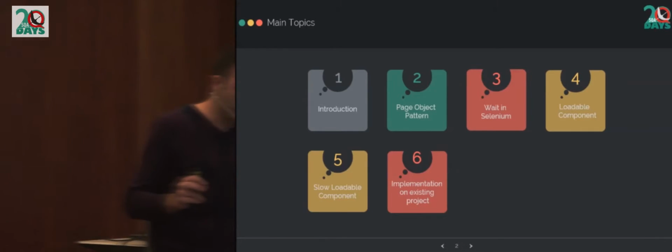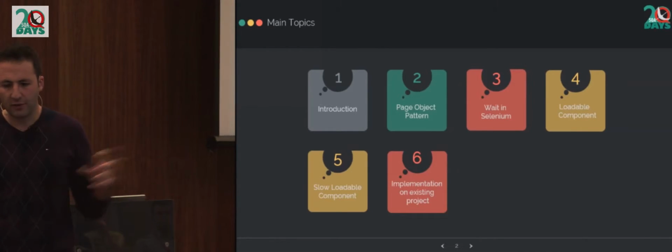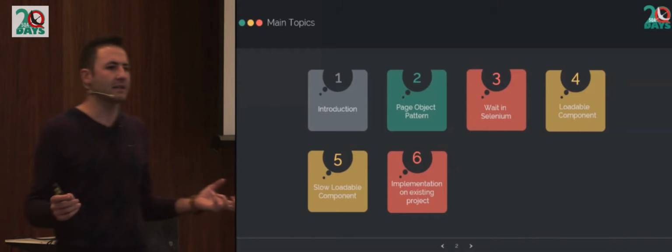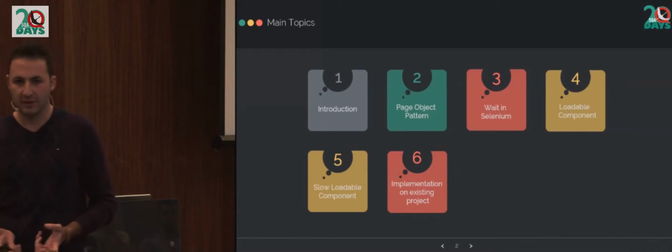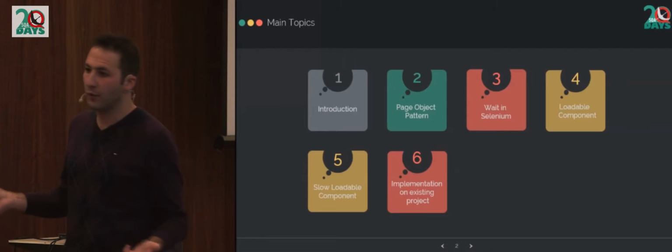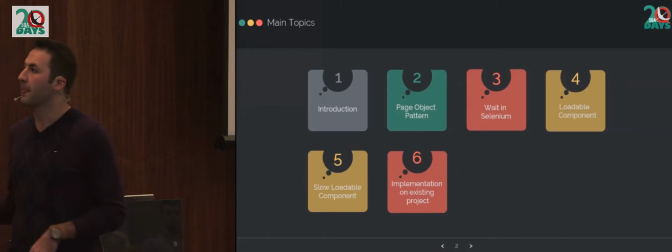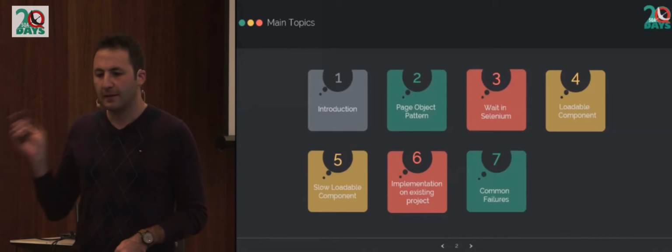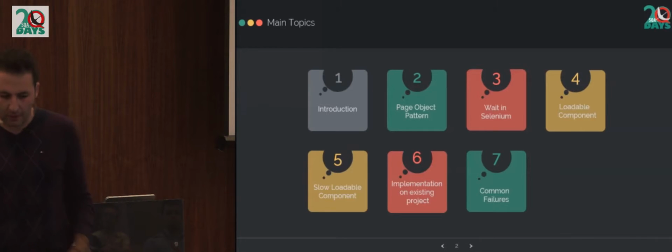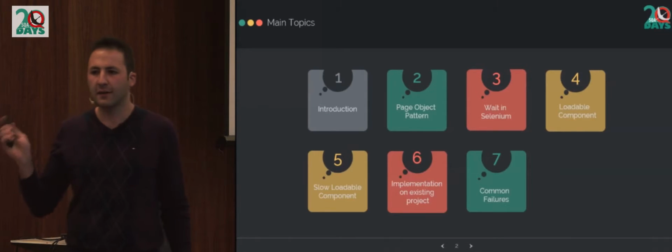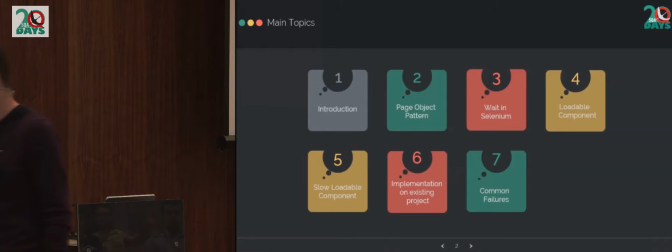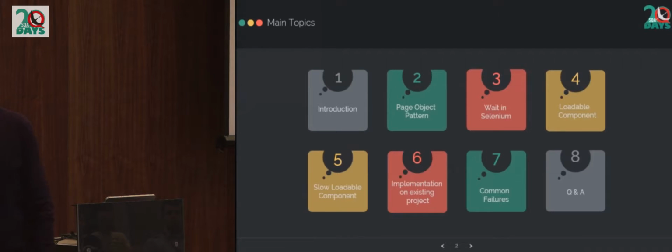I created some examples, because usually when talking about something, people always ask how we can implement it in our project. So I will try to show how you can implement it in an existing project. I will talk generally about the failures in creating a Selenium framework and Selenium testing, and then question and answer.